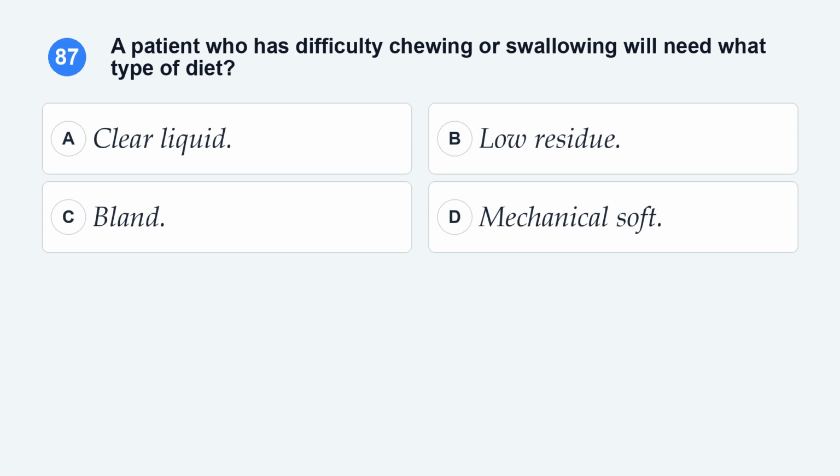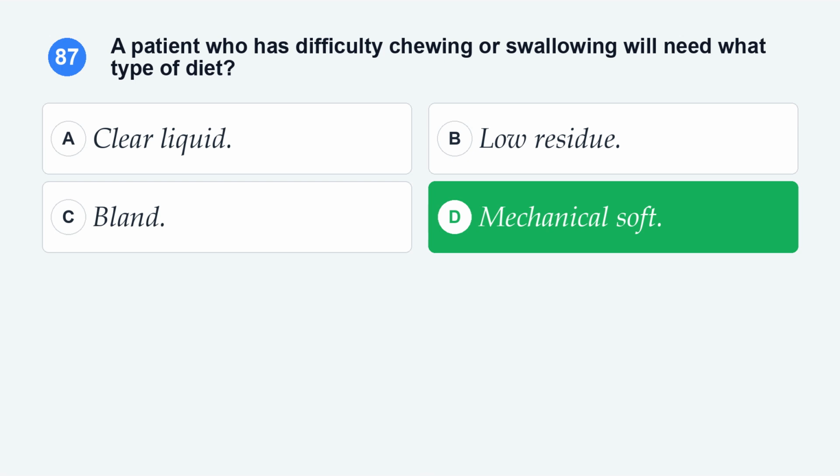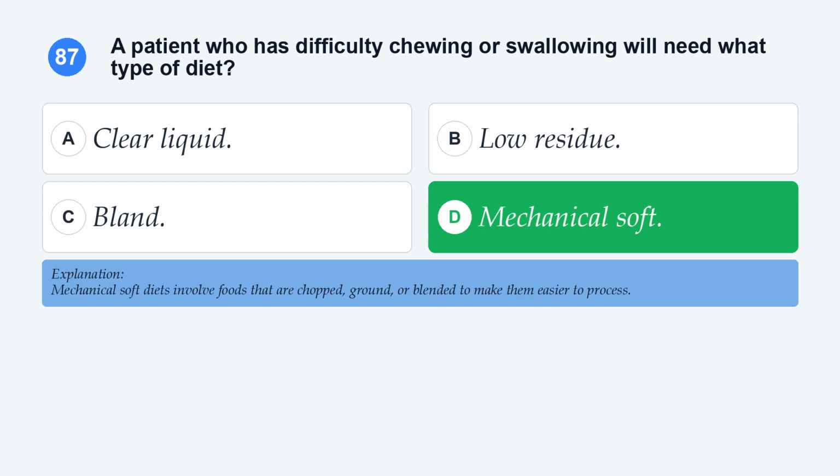Question 87. A patient who has difficulty chewing or swallowing will need what type of diet? Option A. Clear liquid. Option B. Low residue. Option C. Bland. Option D. Mechanical soft. The correct answer is option D. Mechanical soft. Explanation. Mechanical soft diets involve foods that are chopped, ground, or blended to make them easier to process.